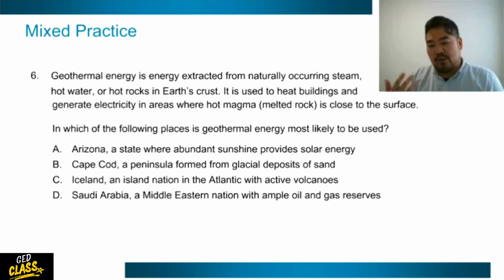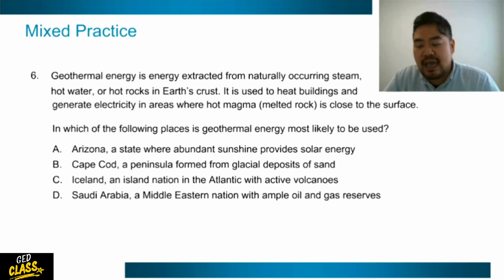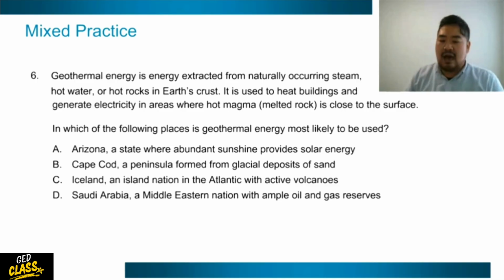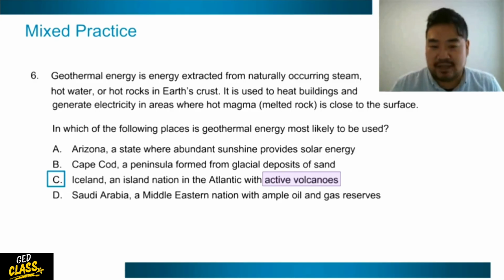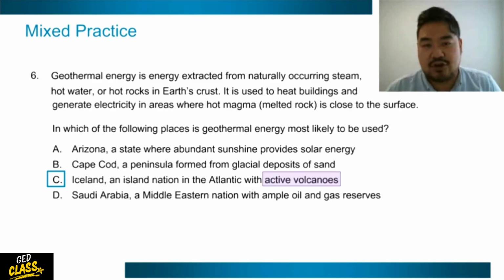surface. So what can we already say about geothermal energy and where it's going to be used? It's going to be used where there's melted rock. Where do we see in those answer choices a location that's using melted rock? And that is going to be answer choice C, where they mention Iceland is an island nation in the Atlantic with active volcanoes. Active volcanoes would be where we would see hot magma or melted rock. And C is your correct answer. Great work on this one.